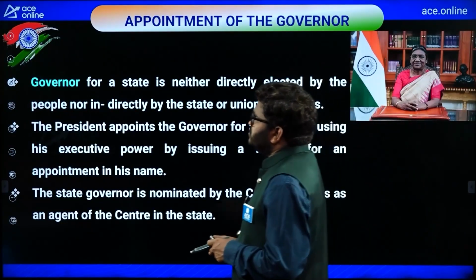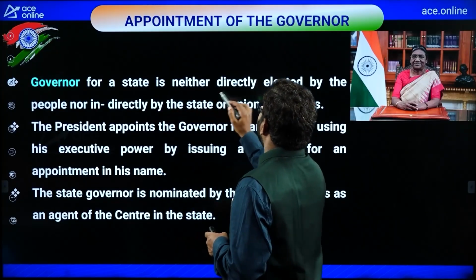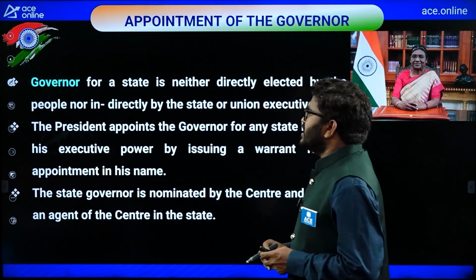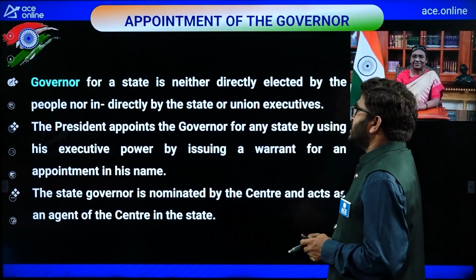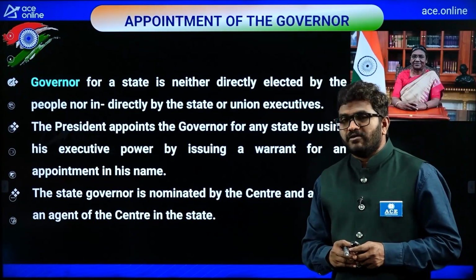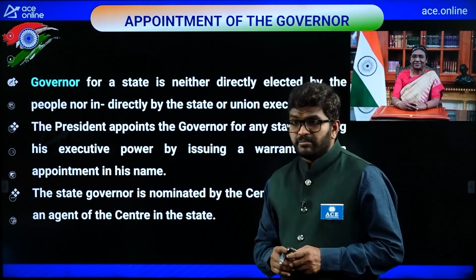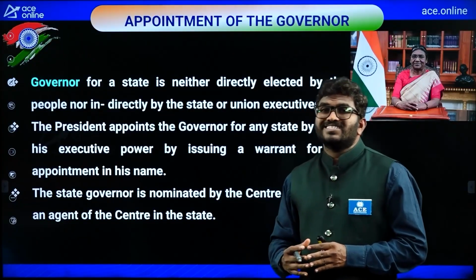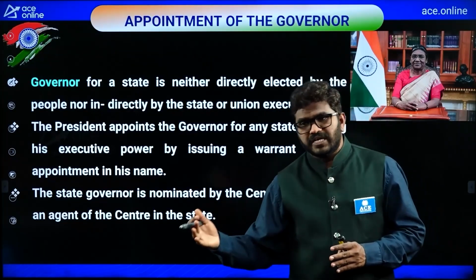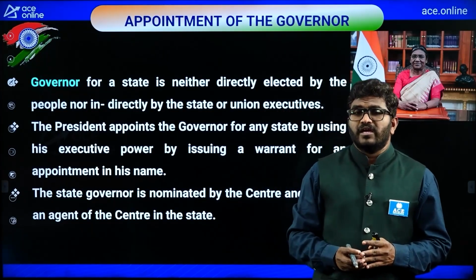Now, the governor for a state is neither directly elected by the people nor indirectly by the state or union executive. So, we will see the appointment of the governor. The governor is not directly elected by the people. At the same time, he is not elected by the state executive, like the state chief minister or state cabinet ministers. He is appointed by the president.